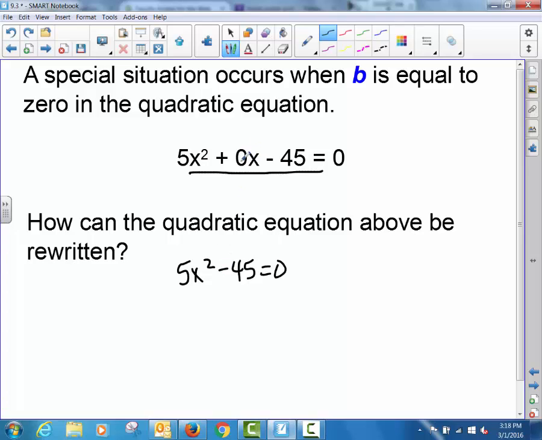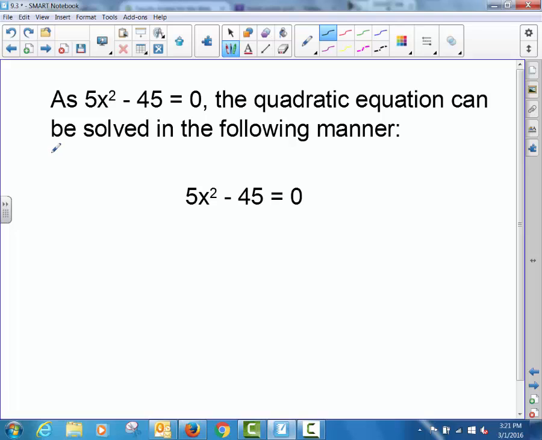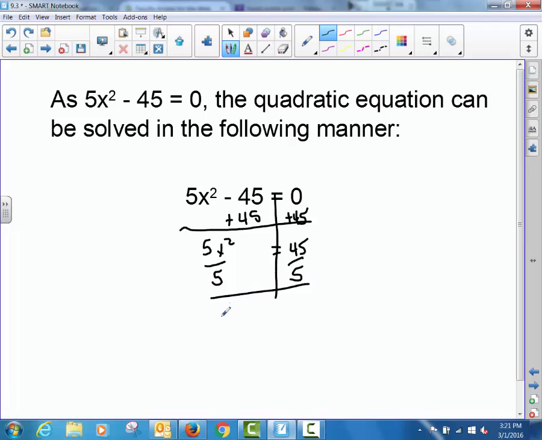I just wanted to point out that if there is no x showing, that is because there's a 0 in front of the x. As 5x squared minus 45 equals 0, the quadratic equation can be solved in the following manner. What we do is add 45 to both sides of the equation. We bring this down, 5x squared equals 45. Divide both sides by 5, and that gives us x squared equals 9.